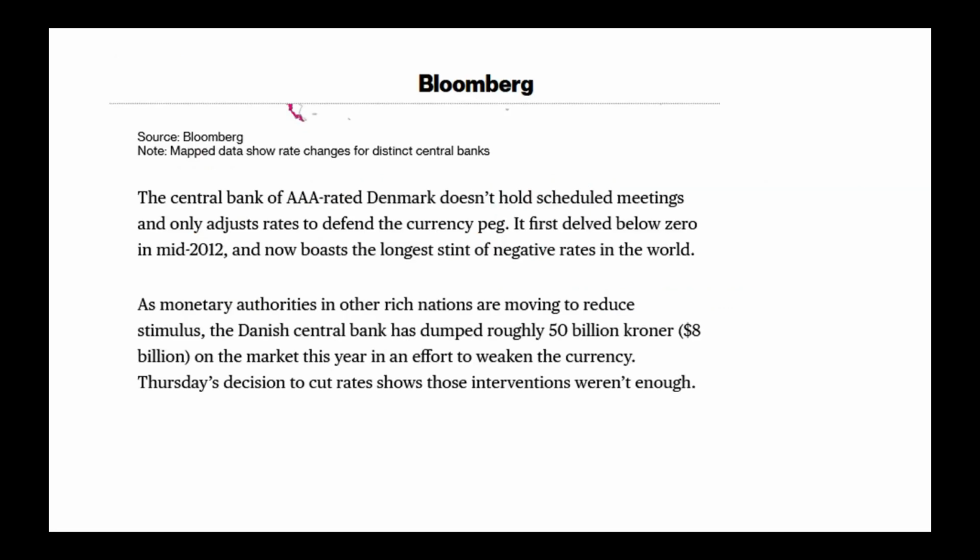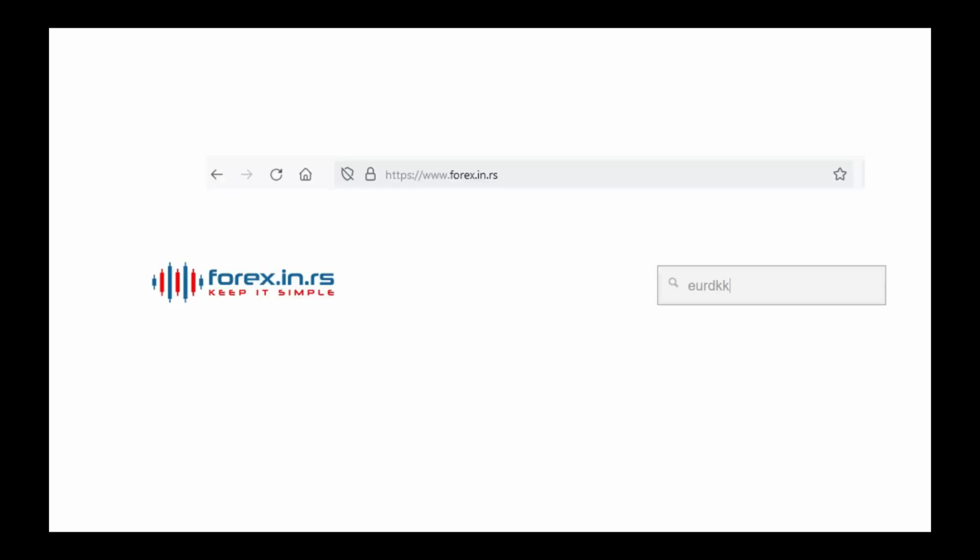So we have that example, and what we can read in all these articles is that the Danish central bank has dumped roughly 50 billion kroner, about 8 billion dollars, on the market in 2021, in an effort to weaken the Danish krone currency. And we know that. We have all the news about that. So let me see what we can do.